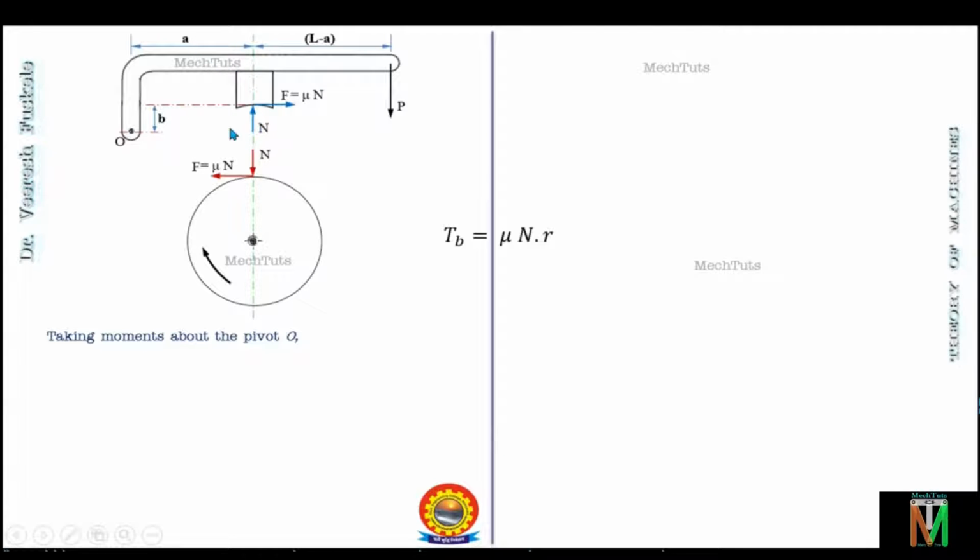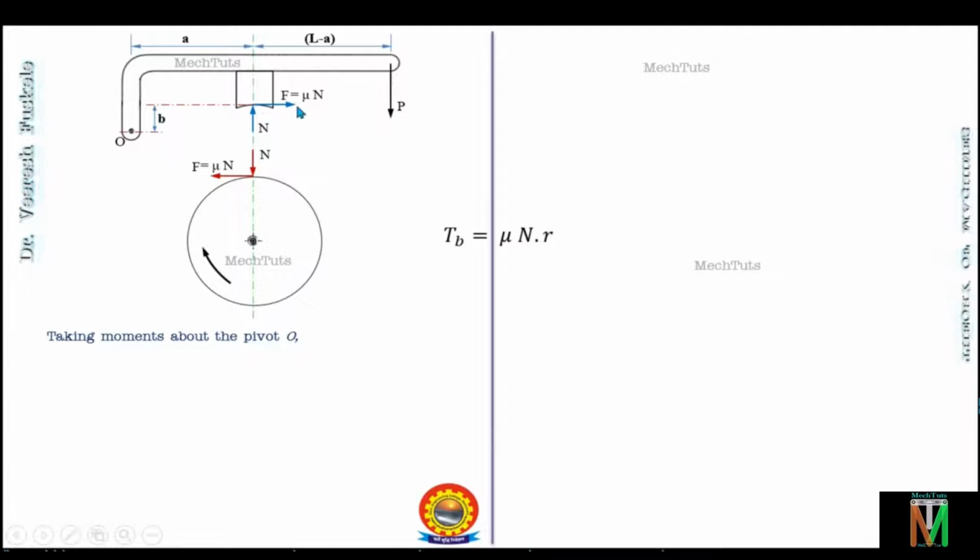So N into a will be the moment of force N, and this is in the anti-clockwise direction, so it will be a positive moment. Now force P will rotate the lever in the clockwise direction, so the moment will be negative. The moment of the force P will be given as P into the perpendicular distance of line of action of force P from the fulcrum point, that is nothing but this length L. So P into L will be the moment of P in the clockwise direction.